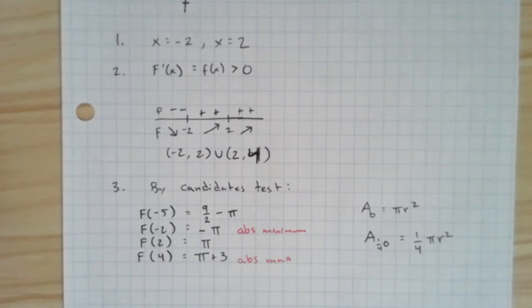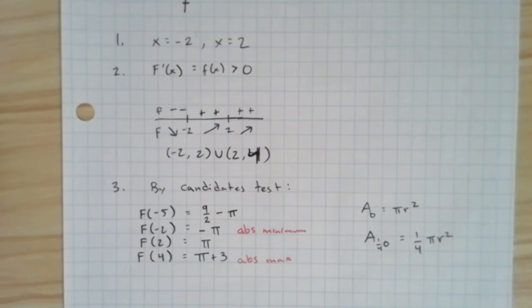Ignore the red. The red are the answers. But the candidates test. What does the candidates test tell us? It tells us that if you're looking at a closed continuous differentiable function in an interval, that means in that interval it has to have an absolute minimum or an absolute maximum, including its endpoints.